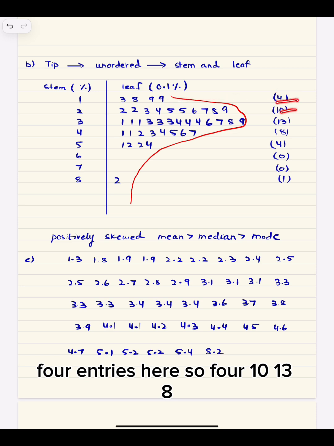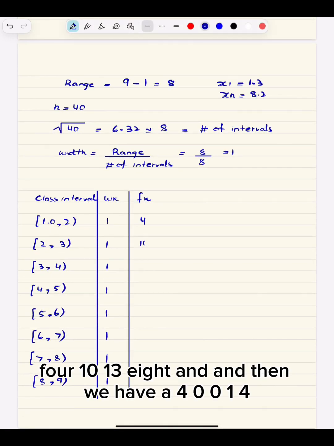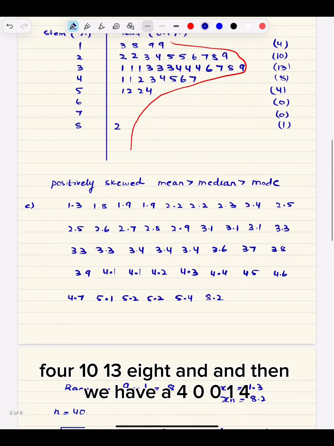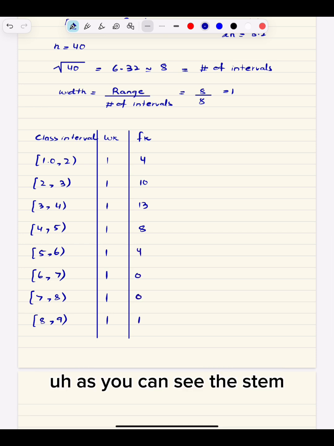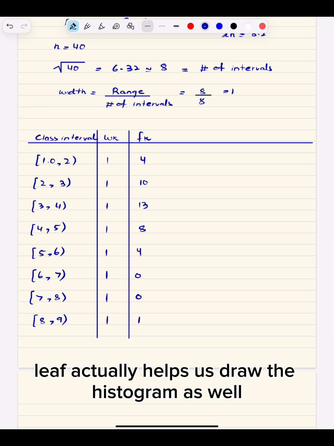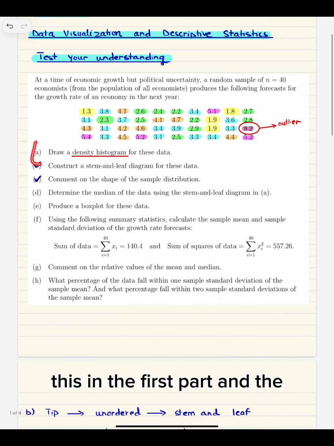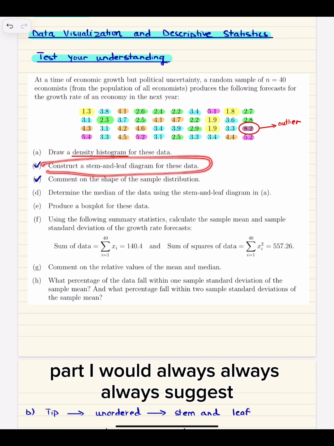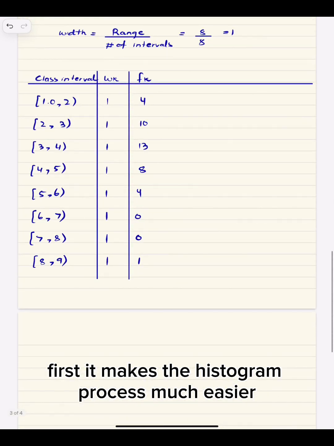So 4, 10, 13, 8, and then we have a 4, 0, 0, 1. As you can see, the stem and leaf actually helps us draw the histogram as well. So even if the examiner places this in the first part and the stem and leaf in the second part, I would always suggest to make the stem and leaf first. It makes the histogram process much easier.